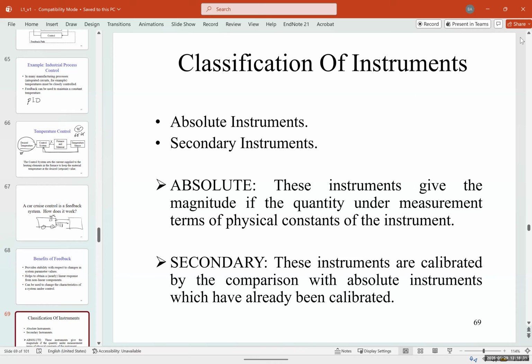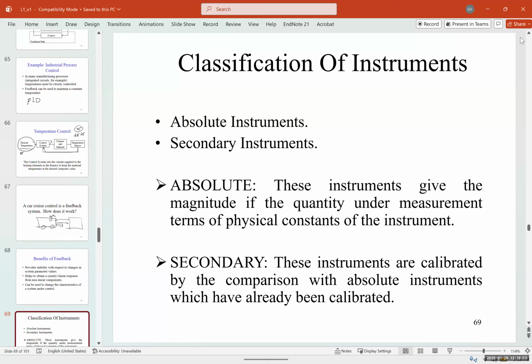Now, the classification, again, I don't want to go deep into that. That's a topic for another class, like control systems and signals and systems. But if you're interested and you need more information, just stop by my office and I would explain more about that. Now, the classification of instruments: we have the absolute instruments and secondary instruments.